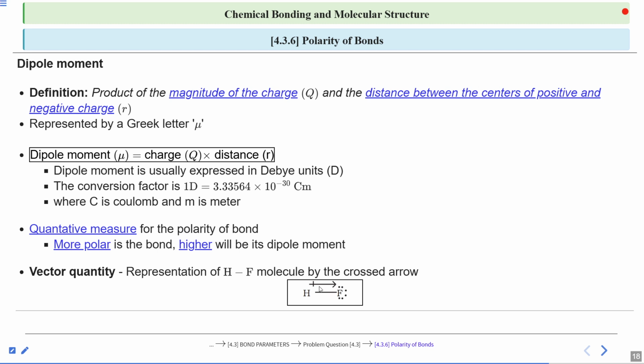But this direction will be opposite in case of a physics question. So do not confuse it with the physics part. In chemistry, we take the dipole moment direction from positive to negative. In physics, we take it from negative to positive. So remember, this is very important for you and it will disturb you when you will be attempting questions in the exams.